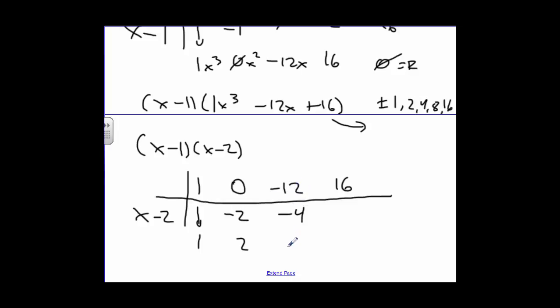Minus 12 minus minus 4. When you subtract a negative, you're adding. This should be minus 8. Oh, no, I did do it right. There we go. Minus 2 times minus 8 gives me 16. Subtract them gives you 0. I had to kind of talk myself out loud on that one.